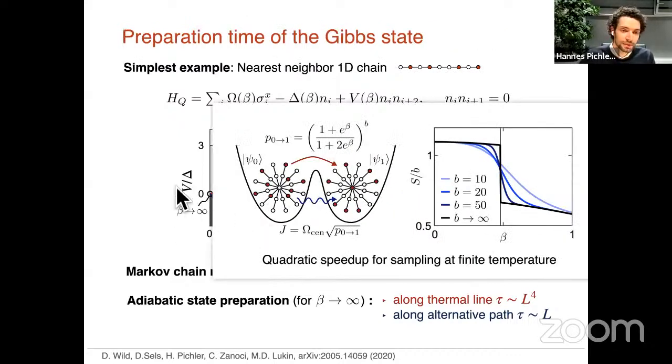Of course, this 1D example is a pathological one in some sense, because only 0 temperature is really interesting. You can also find examples where you have a finite temperature phase transition, and you can have a similar polynomial speed up when you compare the quantum path versus the Markov chain Monte Carlo algorithm.